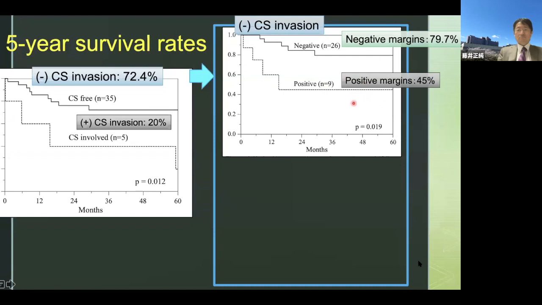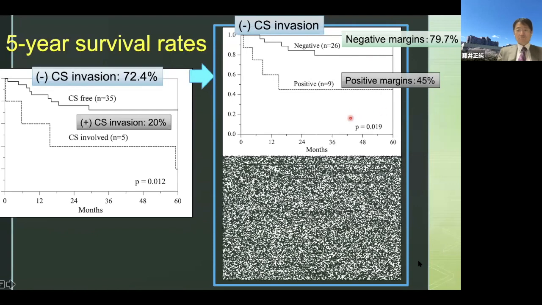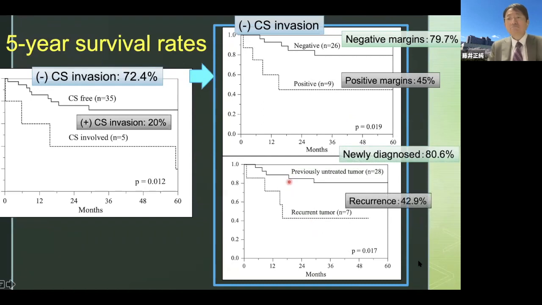However, with a positive margin, so the surgical resection is not enough, the prognosis is poor, 45% 5-year survival. And in terms of newly diagnosed and recurrence cases, the newly diagnosed patient has a better prognosis, 80% 5-year survival.